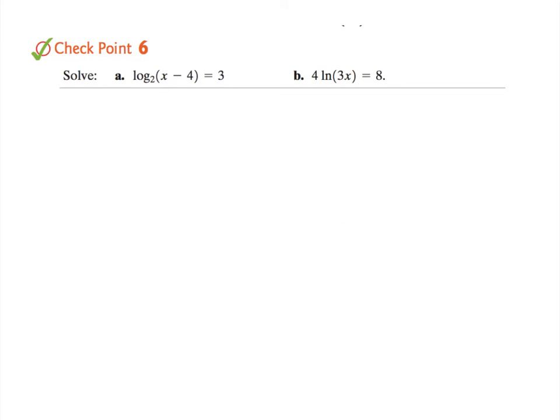Alright, so take a couple seconds, try checkpoint 6, pause the video, and then when you unpause it, you'll see the solution.